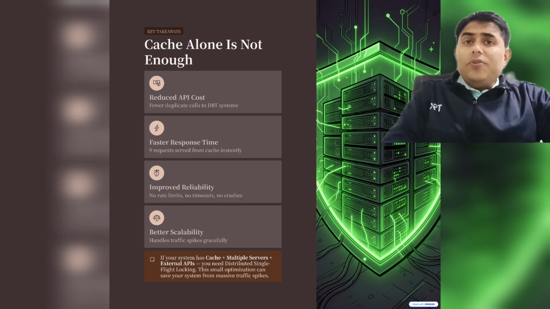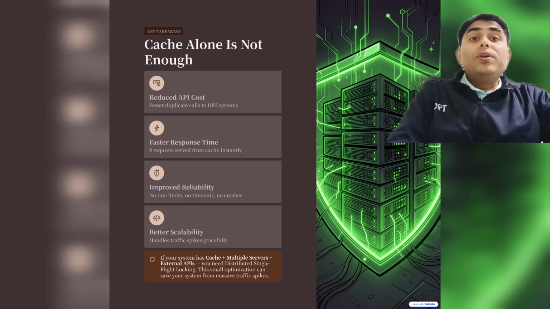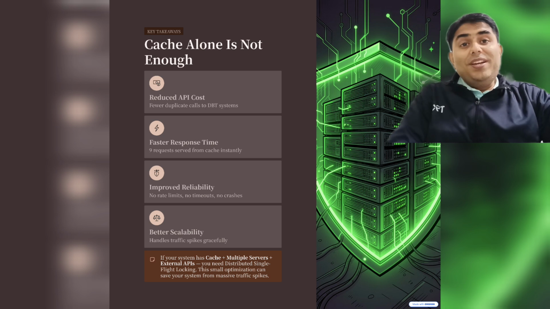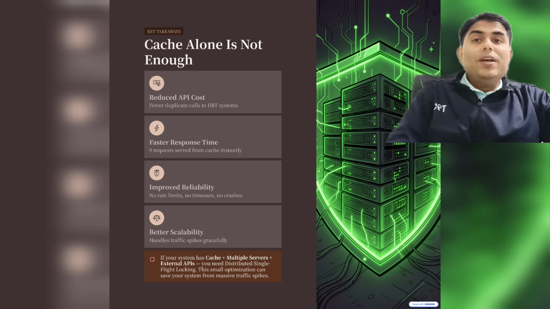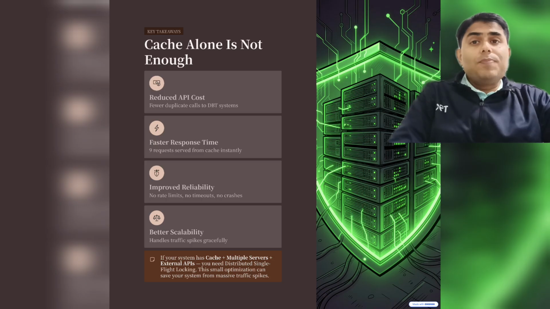So if your system has a cache, multiple servers and then an external API, then Redis cache alone is not enough. You also need distributed single flight locking. This small optimization can save your system from a massive traffic spike.